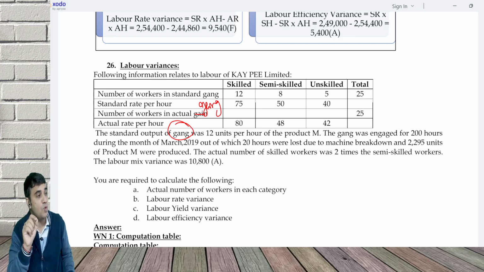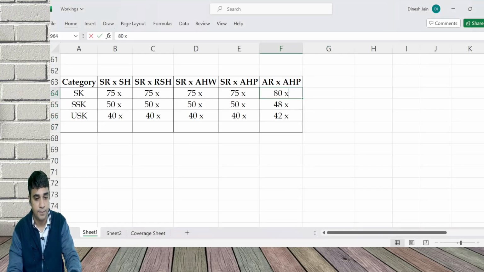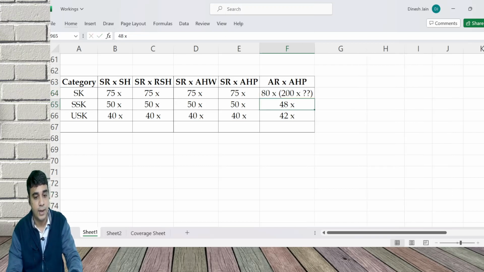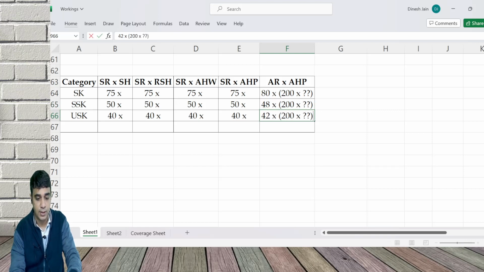AHP is 200 into something. I don't know that something as of now. You need not put a question mark, but you can leave it blank. 200 into the number of employees, which we don't know. Same here, 200 into question mark. This is on AHP. We don't know that question mark. We'll see how to get it later. Just listen for some time, okay? This is 200 into again. We don't know this number.